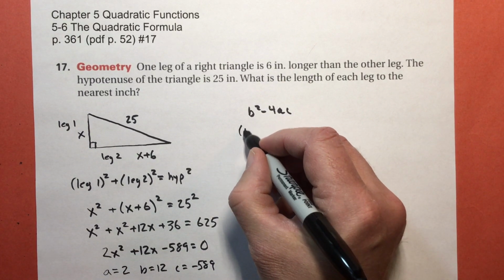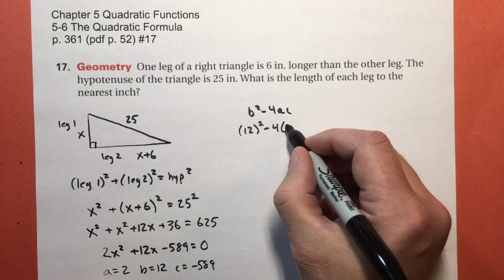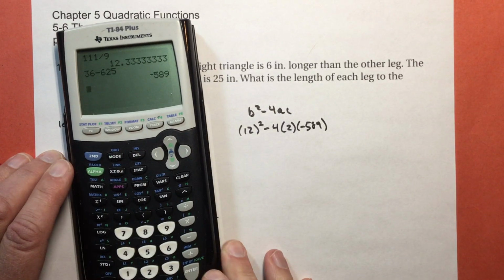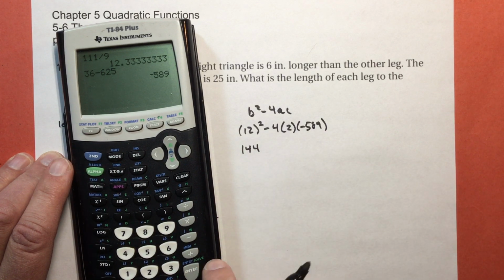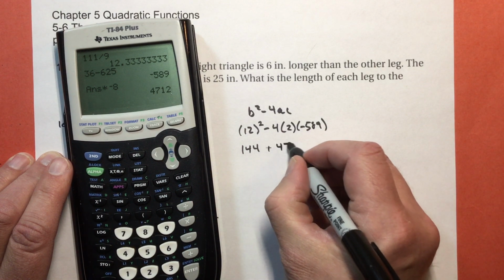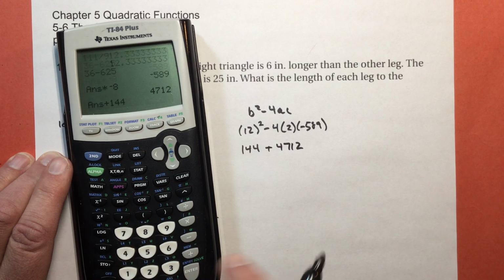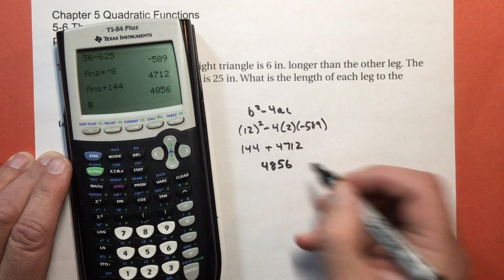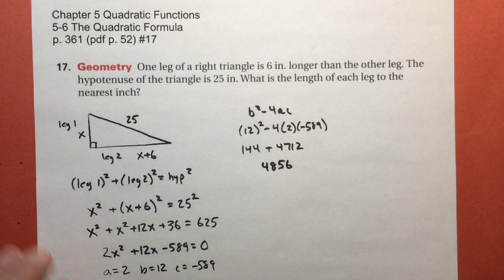So, b squared minus 4ac, I get 12 squared minus 4 times 2 times negative 589. I know 12 squared is 144, but I'm going to multiply this times negative 8, and I get 4,712. Man, I hope this comes out nice. So my discriminant is going to be 4,856.